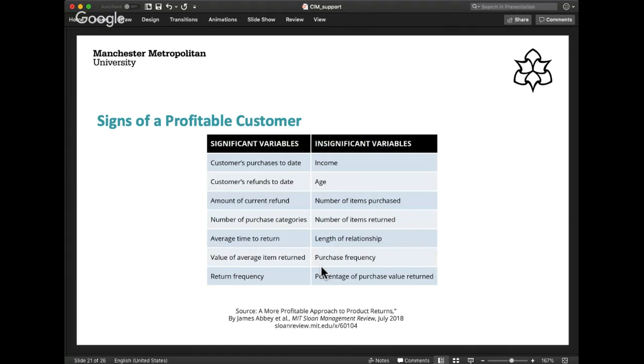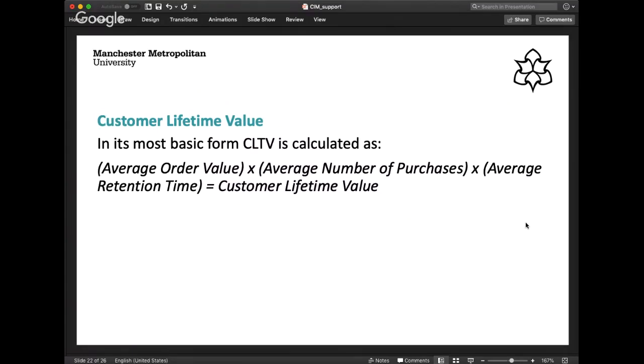And here I've left a link to a really important journal article for you to think about those things, because when you are looking at customer lifetime value, and thinking about customer loyalty schemes and the value of creating this for your most profitable customers, you need to really carefully consider who your profitable customer is.